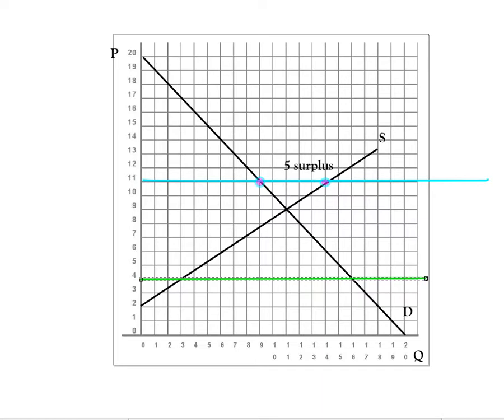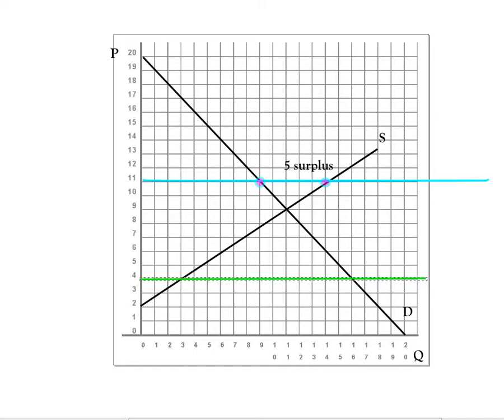People would want to buy 16. The quantity demanded would be 16. The quantity sellers would want to sell would only be 3, though. There's a huge shortage. There's a shortage of 16 minus 3. There's a shortage of 13. People want to buy 13 more than people are willing to sell. So there's this big shortage here.